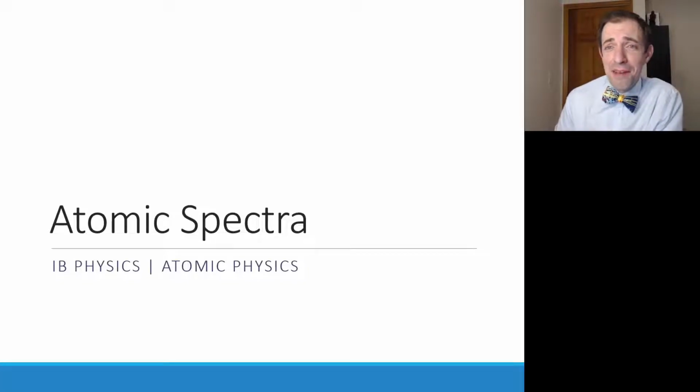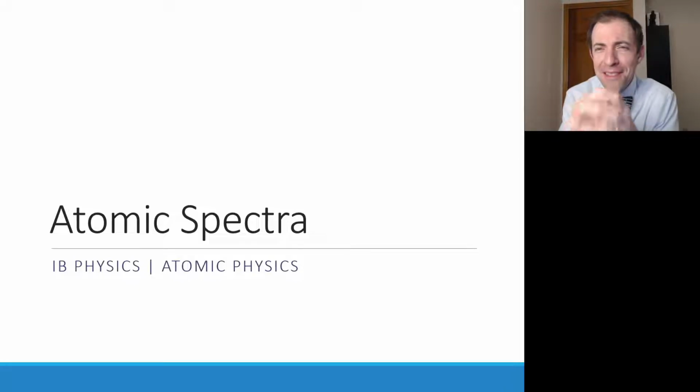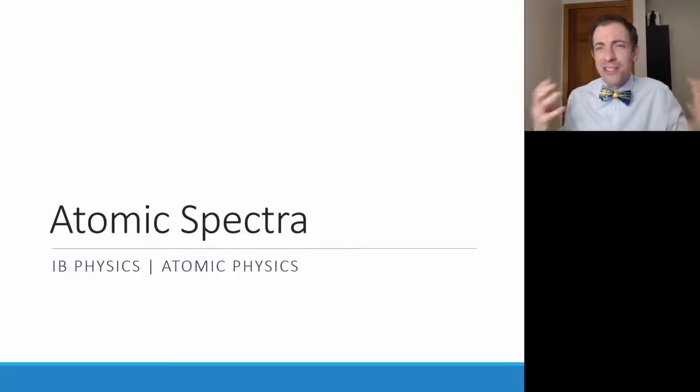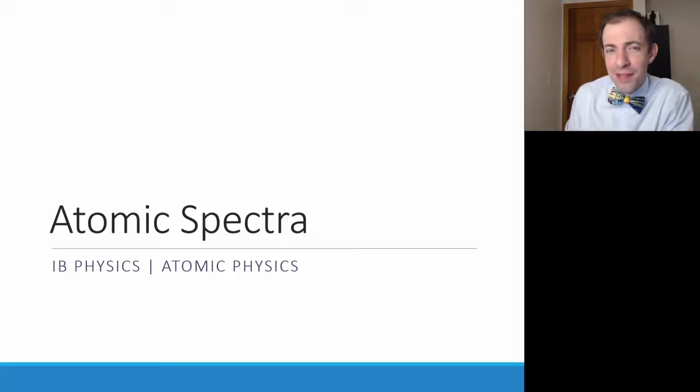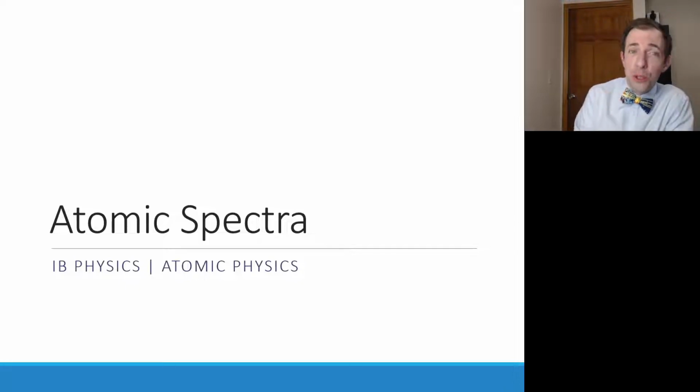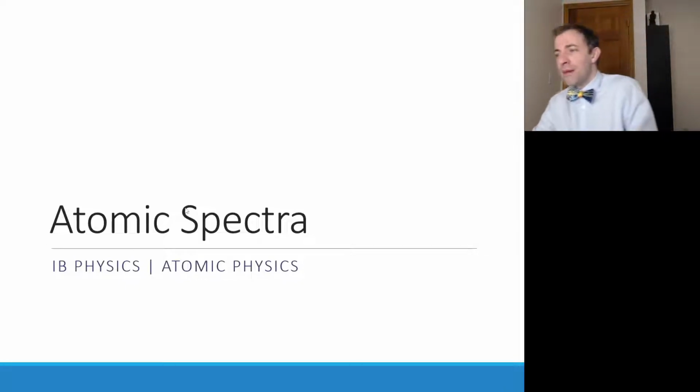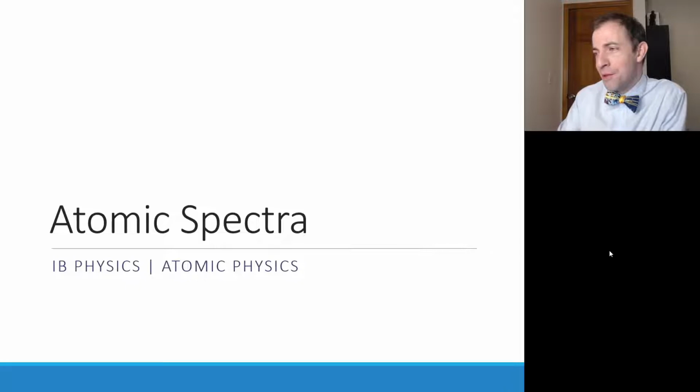So far in this atomic physics unit, we've really been focusing primarily on the nucleus and what happens inside the nucleus, the protons and neutrons changing to create new elements. Well, another aspect of atomic physics is focusing instead on the electrons. We haven't looked at the electrons yet, but the electrons are responsible for a lot of different things, including light. So let's talk about electrons and how they can produce light using something called the atomic spectra.